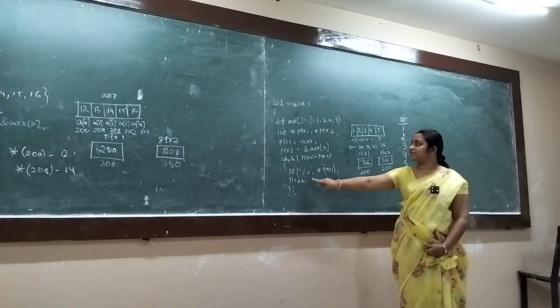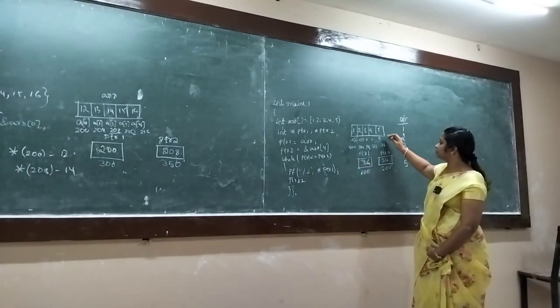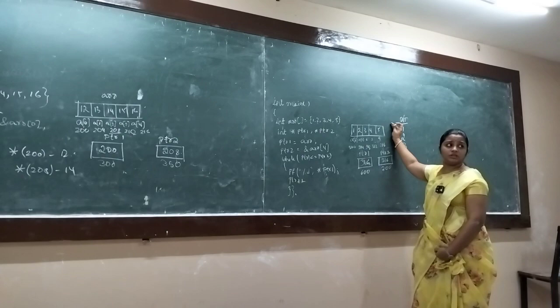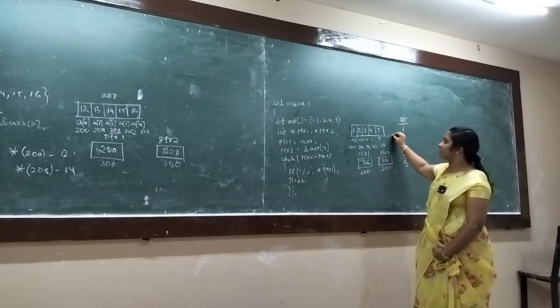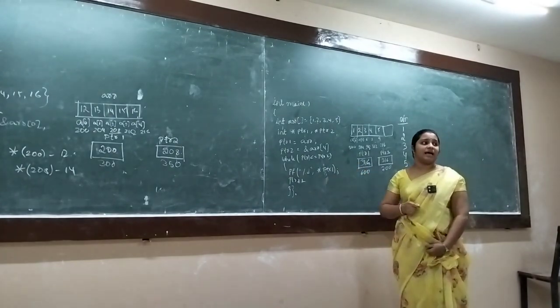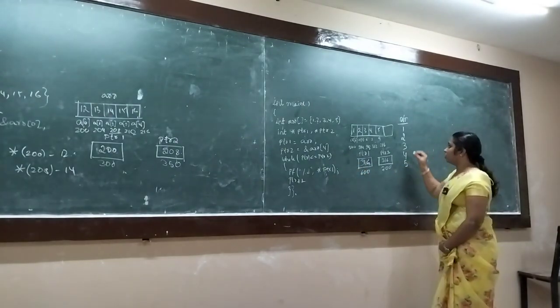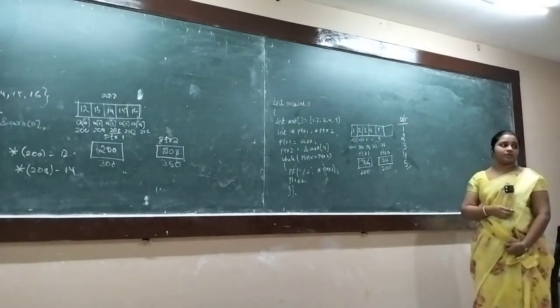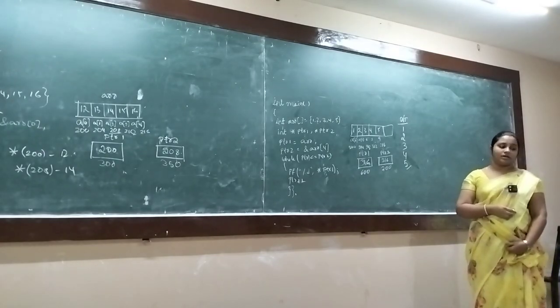PTR increment happens means, whatever PTR incremented to, there is no value there. So this condition fails and the loop terminates. In the output, these 5 values get printed. Got it everyone? Write it down fast.